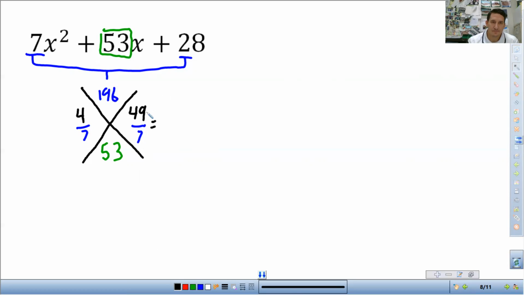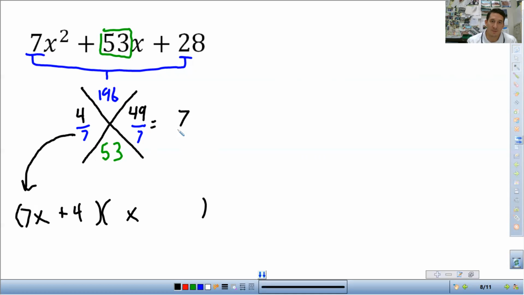All right. 49 divided by 7 reduces to just 7 or 7 over 1. Now I can put this back in the parentheses. So I'm going to put in the x's. If it has a denominator, that denominator goes in front of the x. And then plus 4 on top.